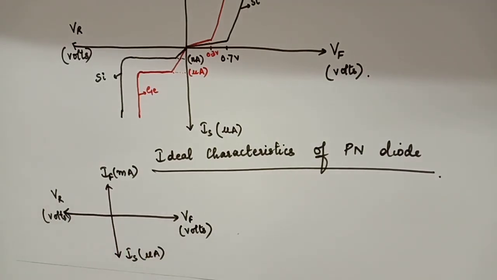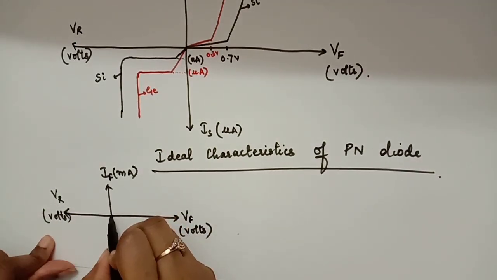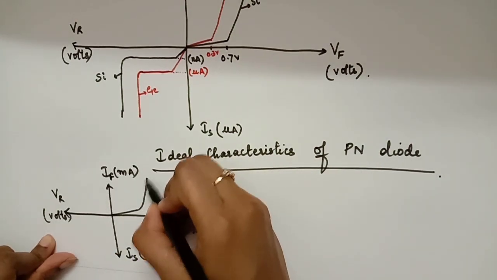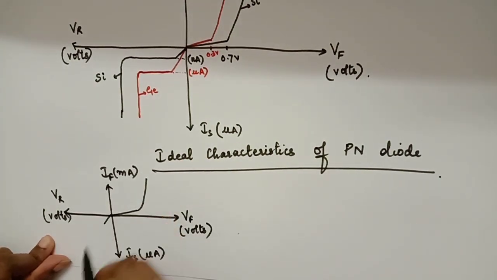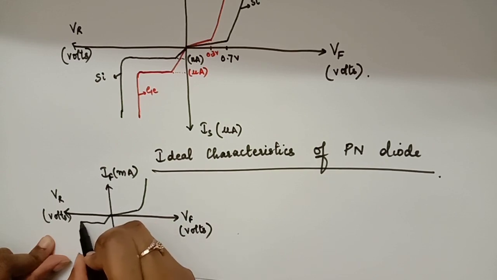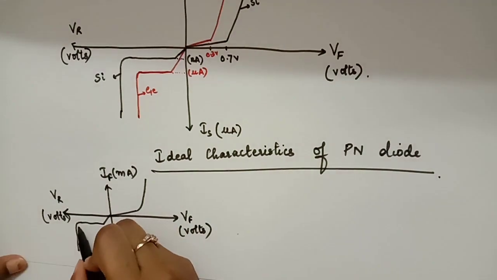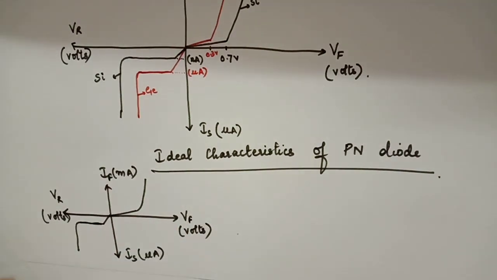I will first of all draw the practical characteristics. Current will rise negligibly till the knee voltage, then it will rise rapidly, reverse saturation current constant, and then the breakdown. So this is the practical characteristics for a PN diode.